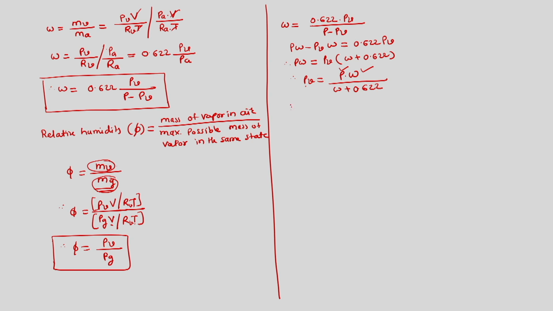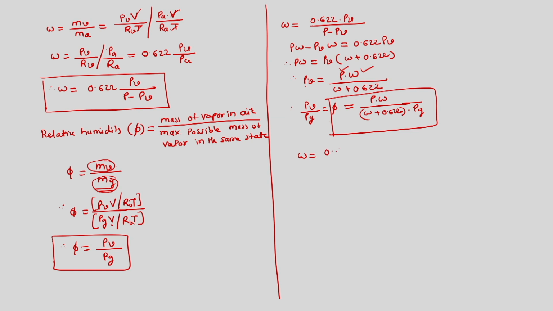So we know that PV upon PG is equal to phi. So it is equal to P omega divided by (omega plus 0.622) into Pg. So this is the formula for relative humidity in terms of specific humidity. We can also express it in a different way.